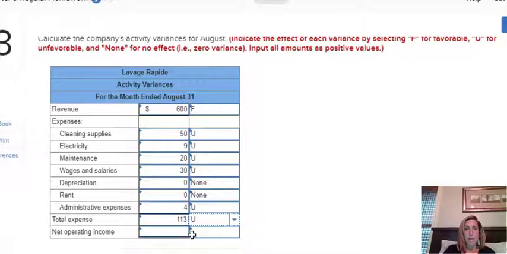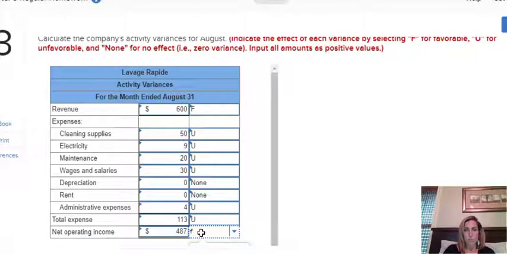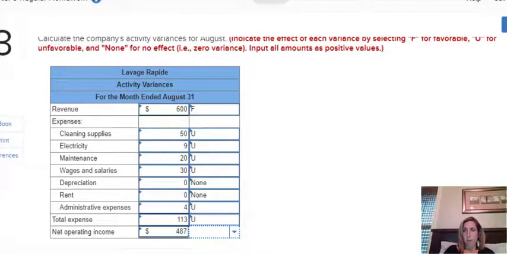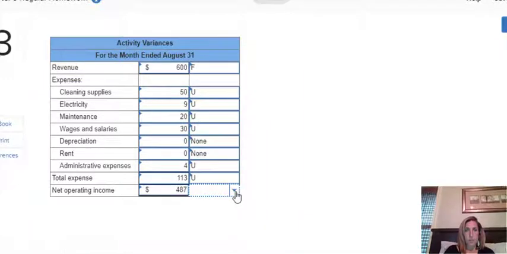To come up with my net operating difference, I'm going to take the 600 minus the 113. So 487 favorable because the favorable was bigger than the unfavorable. My revenue that I plan to generate with more activity is greater. The $600 is greater than the increase in expenses I will have.